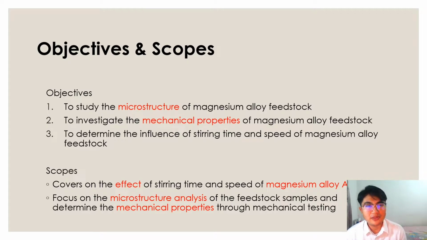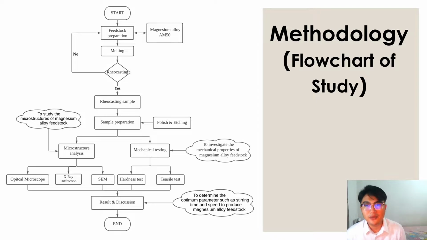So my scope covers the effect of stirring time and stirring speed of magnesium alloy AM50, and it focuses on the microstructure analysis of the feedstock samples and determines the mechanical properties through mechanical testing. So here is my flowchart of study. I will explain it further in detail.